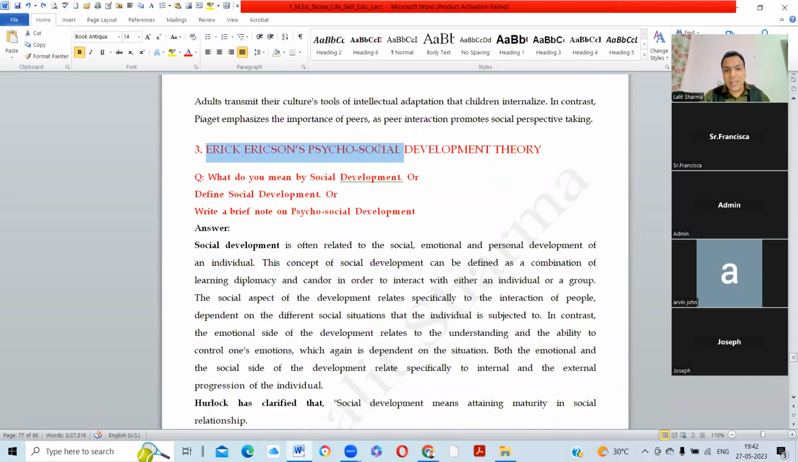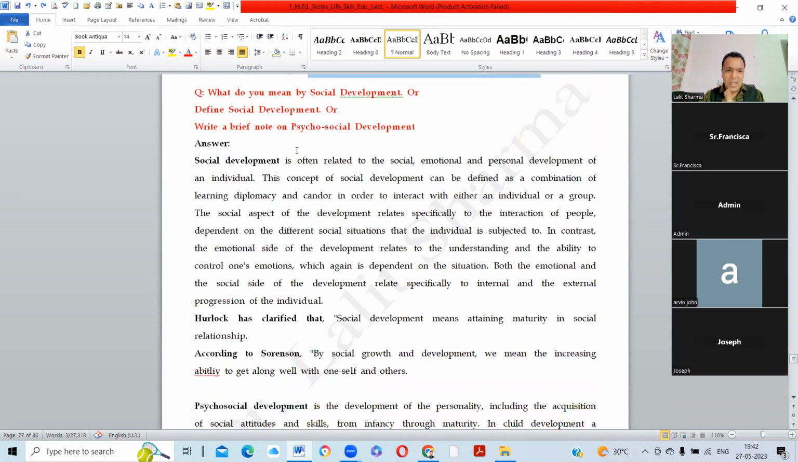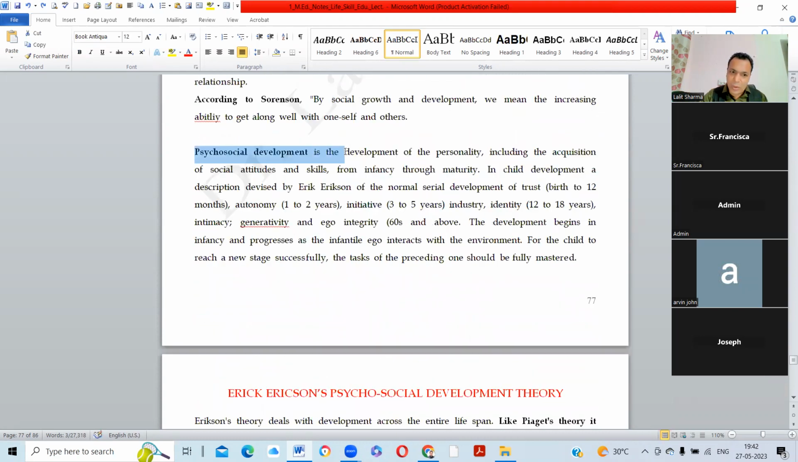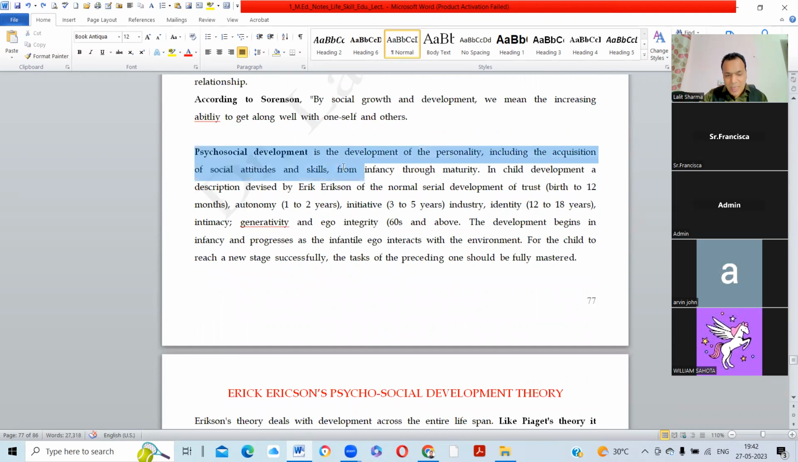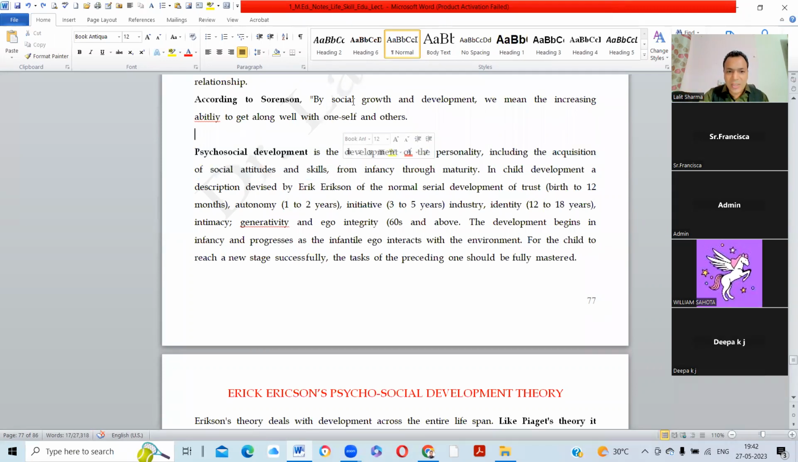Then Erikson's theory came, Erikson's theory of psychosocial development. So you should know what social development is, what psychosocial development is. Look, we know psychological development and we know social development. Now, what is psychosocial development? Psychosocial development is the development of personality including the acquisition of social attitudes and skills from infancy through maturity. In child development, a descriptive device by Erikson for the normal development.